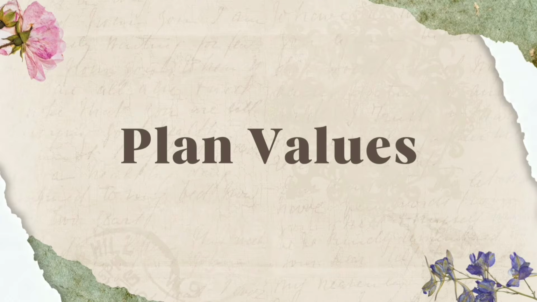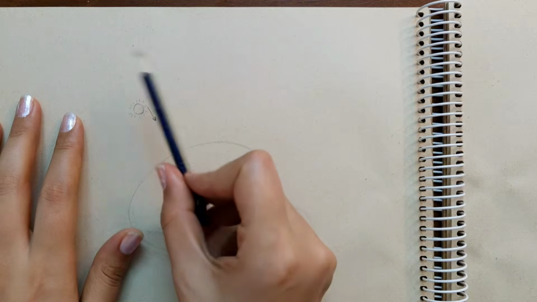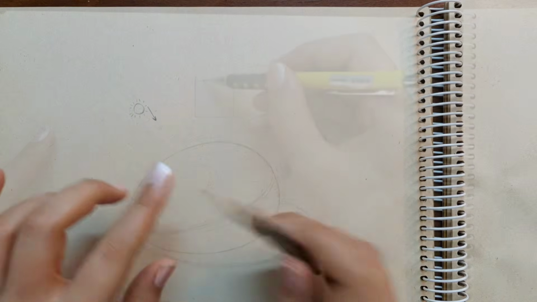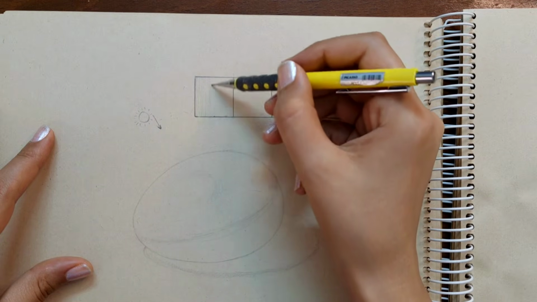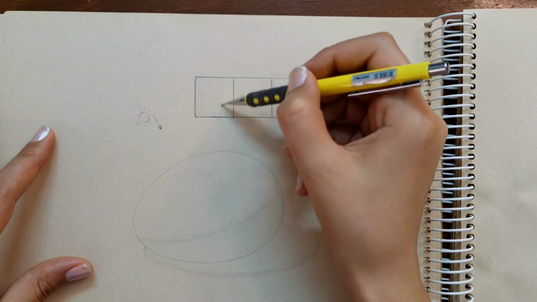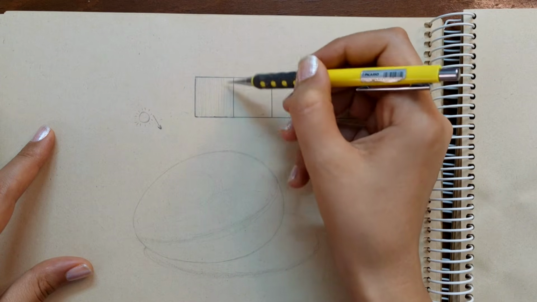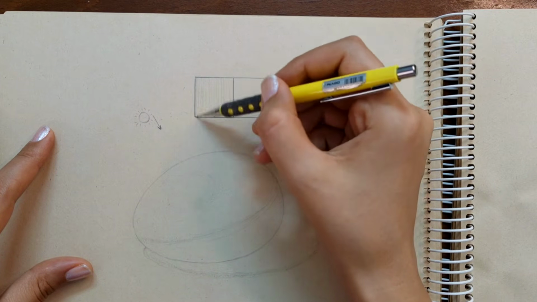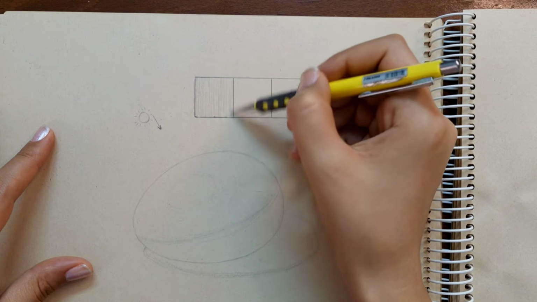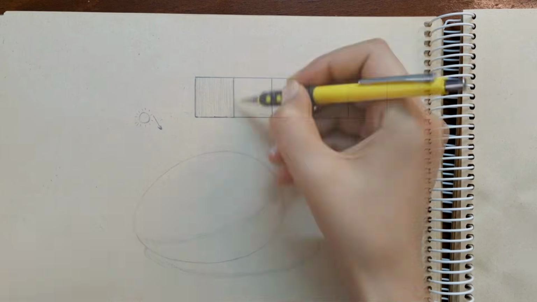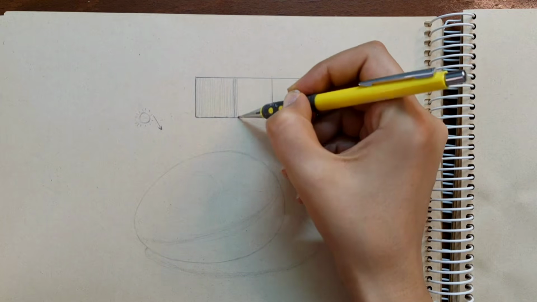Plan values. Think of 5 value zones left to right. The first box, highlight or very light value. Second box, light tone. Third box, mid-tone. Number 4, core shadow or dark value. And finally, the last one, cast shadow on the table. We'll build each value progressively with lines.